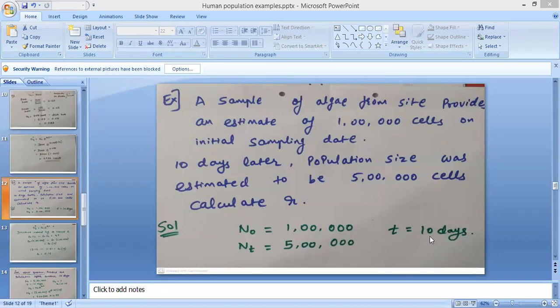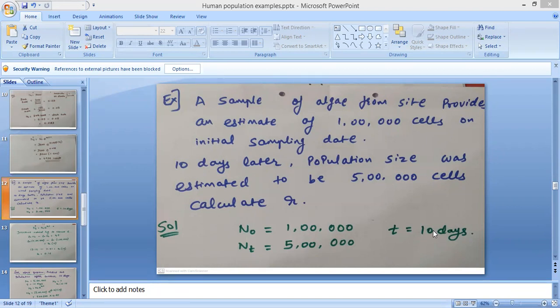Now see, the important point is whenever you are using this formula, don't do any type of conversion. Suppose this is given in days, you use it in days. So whatever answer you get, that will be per day. Suppose it is given in months, you put whatever value is given, and that answer will be per month.